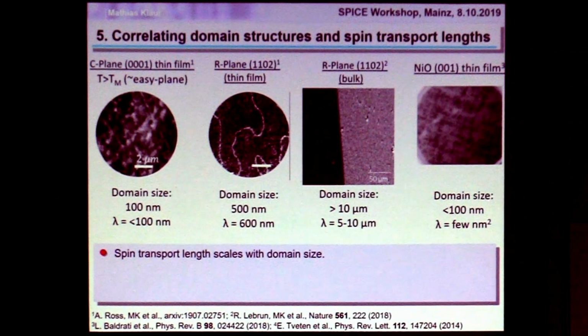Okay. So when you have antiferromagnets, you know that the spin transfer length scale is lower than the domain size. Maybe.